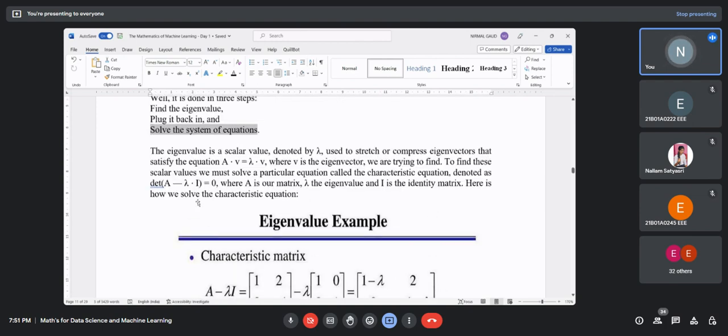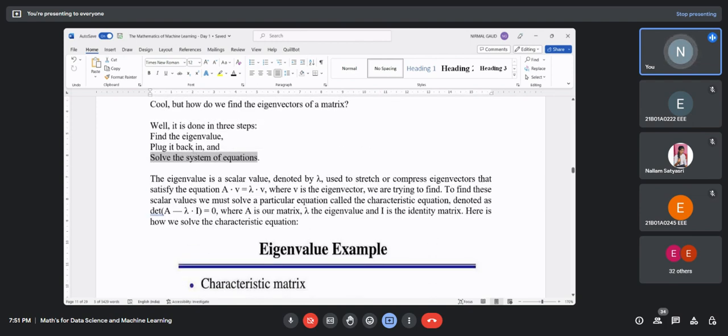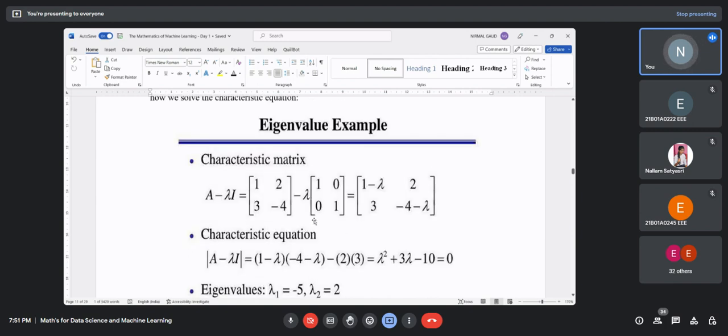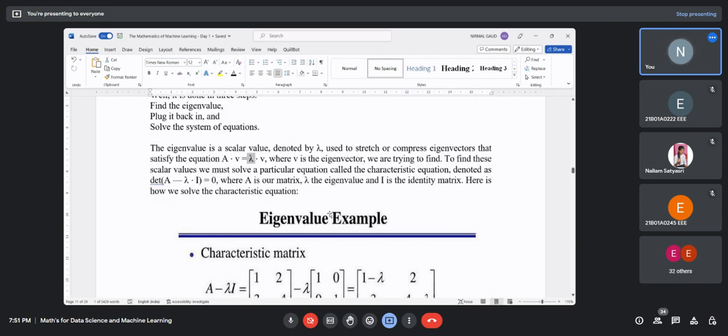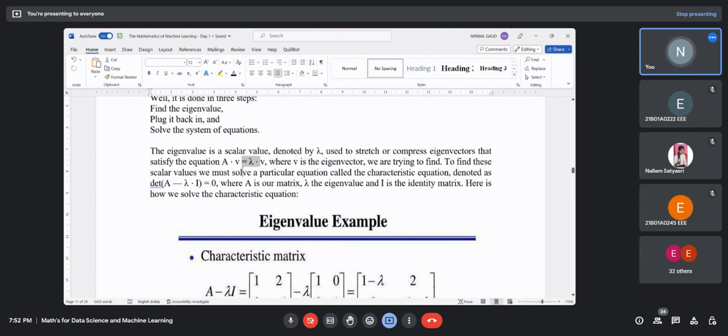This is your characteristic matrix, and there will be an equation formed: A·v = λv. This will be your equation, and again I'm going to put in the value of lambda. First I'm going to put the value of lambda as minus 5, then I'm going to put lambda as 2 in this equation, and obviously this will be a system of linear equations. And then I can prepare two vectors.